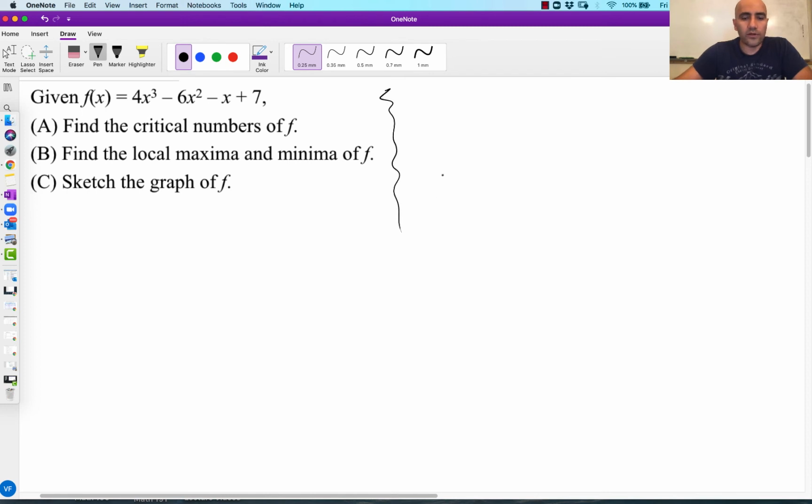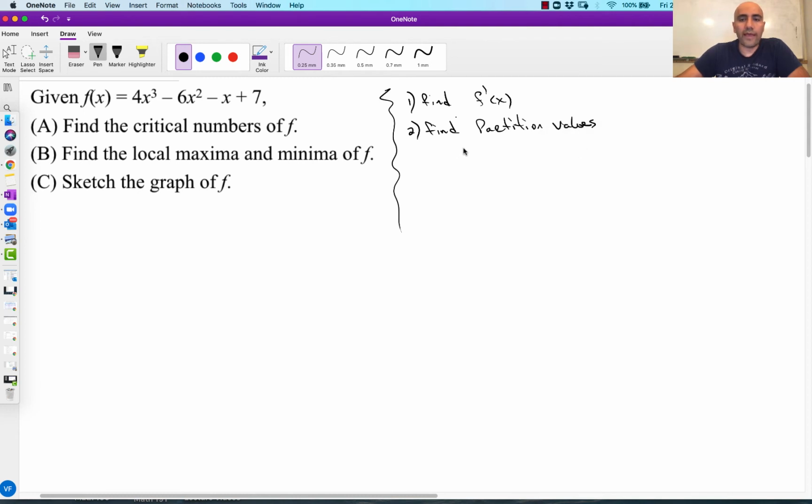So this is what I want to do. This is the order in which I want to tackle this. Number one, I'm going to find f prime of x, find the derivative. Number two, we want to find partition values.